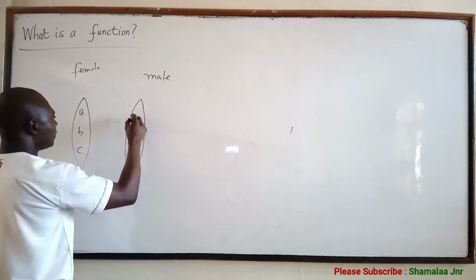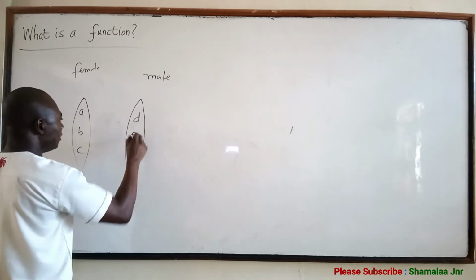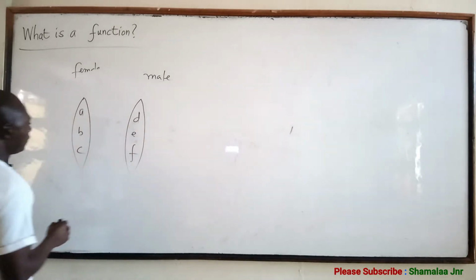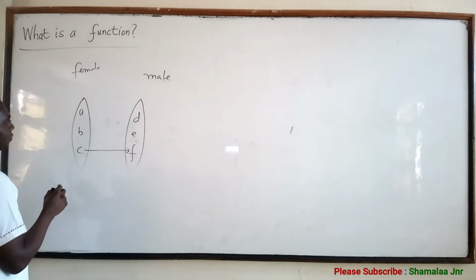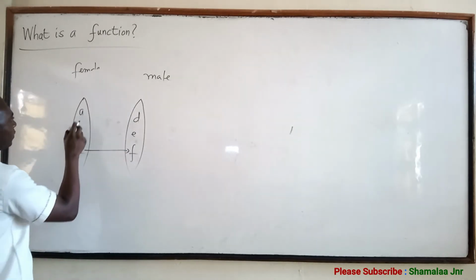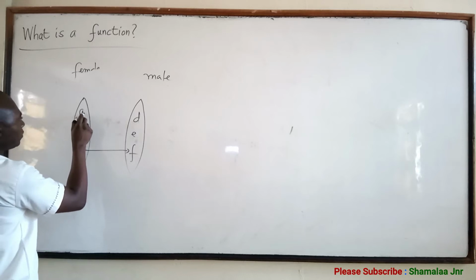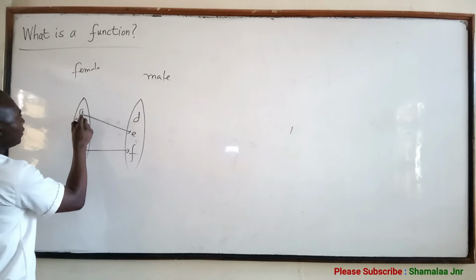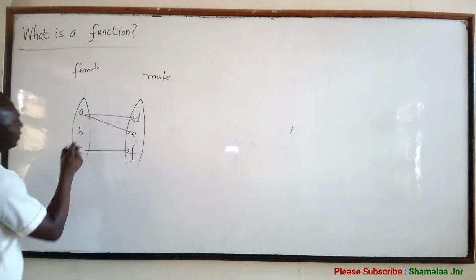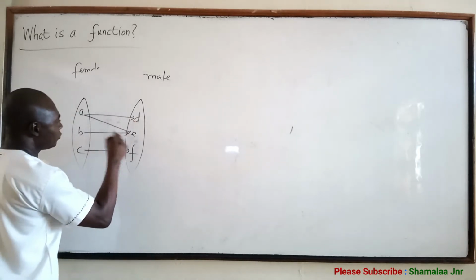Then this one, let me say D, E, F. This is marked onto this, isn't it? Now, this is marked onto this. This is marked onto this. And this is marked onto this.